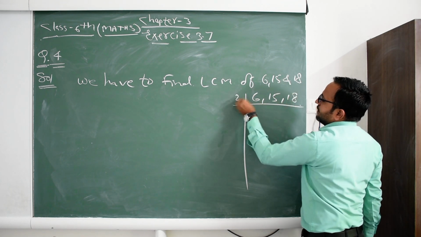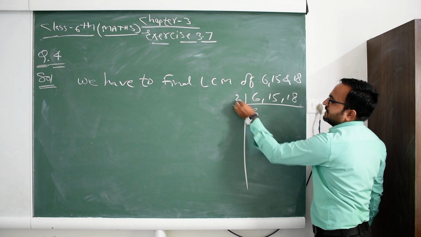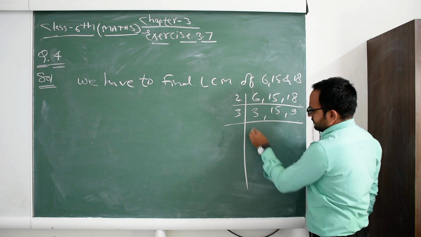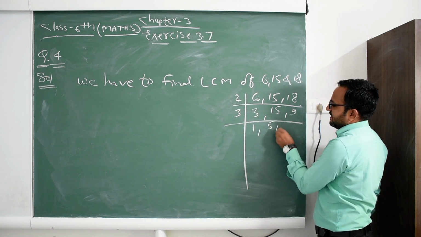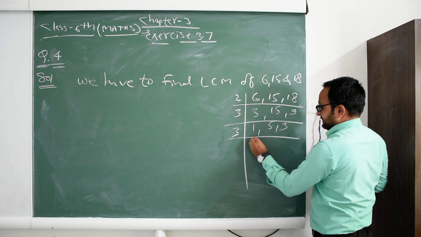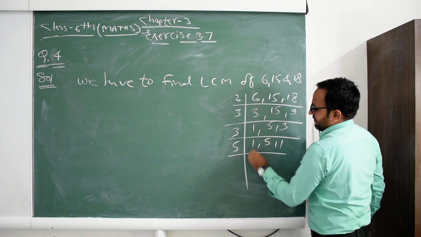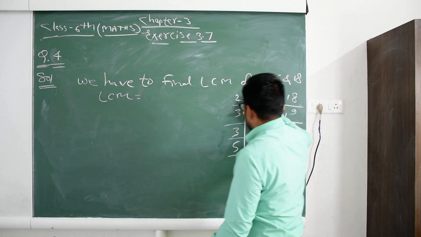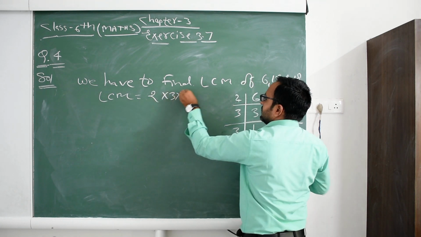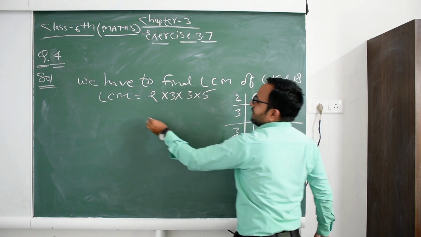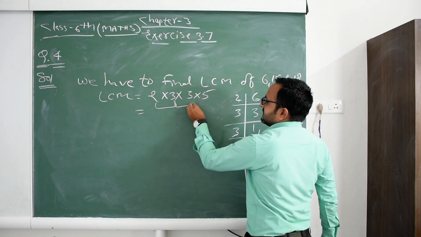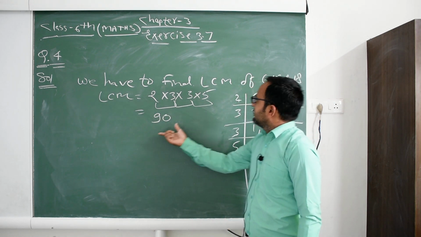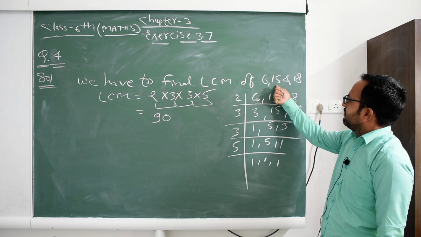Okay, first divide by 2, 3 2s are 6 and 2 9s are 18, 3 1s are 3, 3 5s are 15 and 3 3s are 9 and 5 1s are 5. Okay, so LCM is equal to 2 into 3 into 3 into 5. Okay, so 2 3s are 6, 6 3s are 18, 18 5s are 90. So 90 is a number which is exactly divisible by 6, 15 and 18.